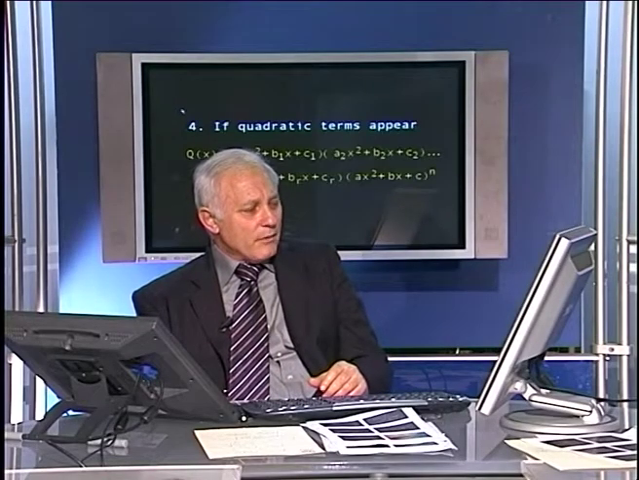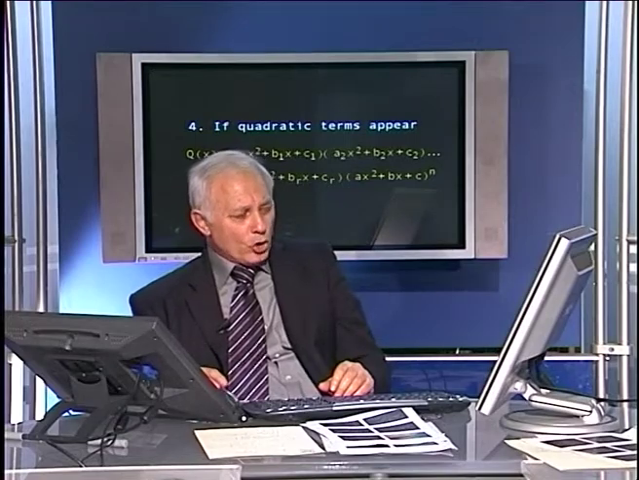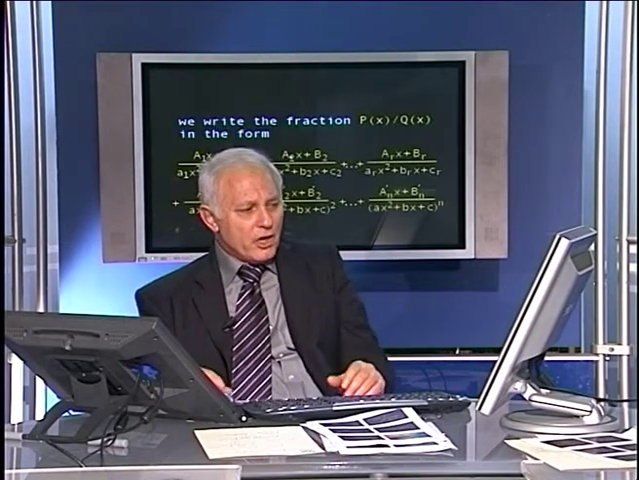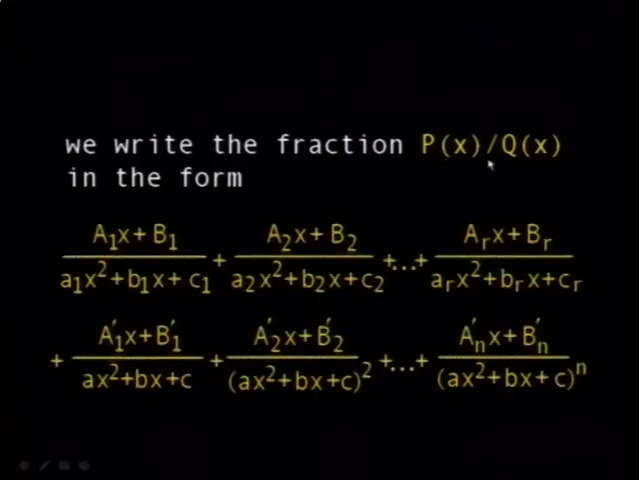Whereas if your polynomial q of x is the product of polynomials of second degree, then you do the same thing, except that the numerator in this case is not a constant like a1, a2, but will be of first degree. And this is the rule or the theorem of partial fractions. Here is your partial fraction, your p of x over q of x will be put in this form.